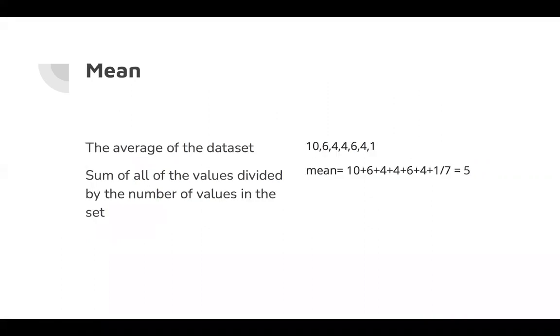So, first we'll start with the mean. The mean is the average of the data set. So what we would do is we take the sum of all of the values, so we add each value together and then divide that number by the number of values in the set.